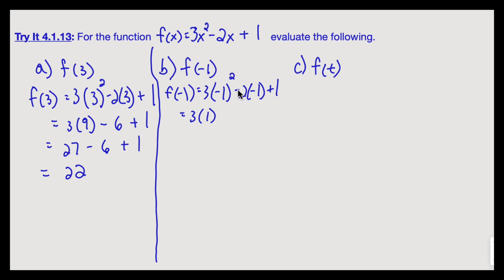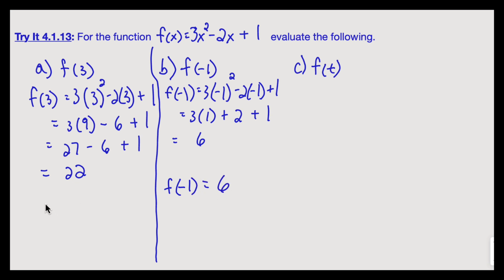Negative times a negative. So if you change this to plus, negative 2 times negative 1, that's going to be plus 2. Or you could rewrite it out step by step: minus 2 times negative 1 is negative 2, but then minus negative 2 becomes plus 2. And then we're still left with plus 1. So 3 times 1 is 3, plus 2 is 5, plus 1 is 6. So f of negative 1 equals 6.